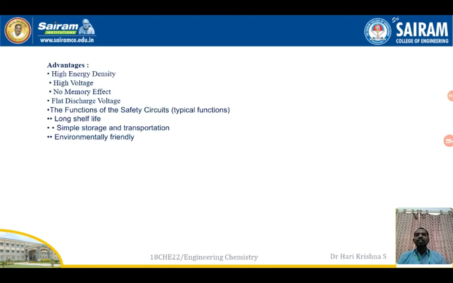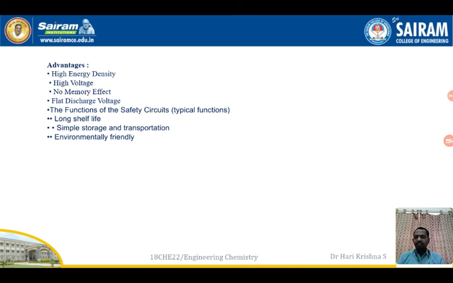So now let's see what the advantages of this lithium ion battery are. High energy density, high voltage, no memory effect, flat discharge voltage. The functions of safety and security, long shelf life, unlike your nickel metal hydride battery, simple storage and transportation, and it is environmentally friendly. Of course, all batteries should be disposed of properly.